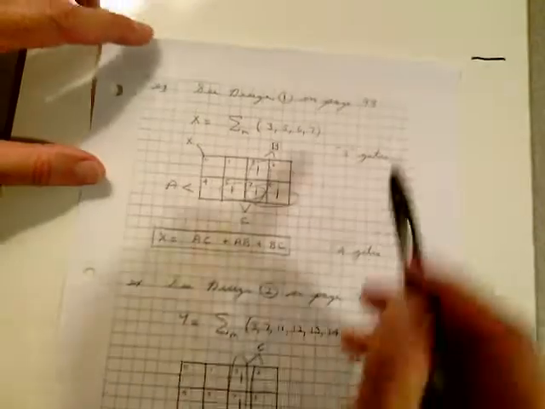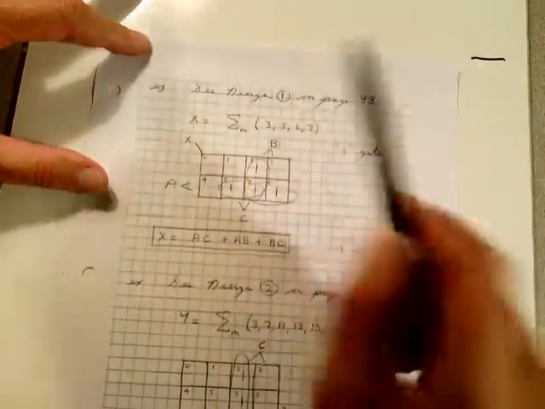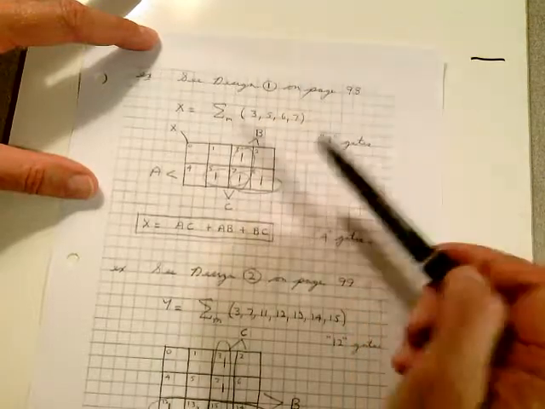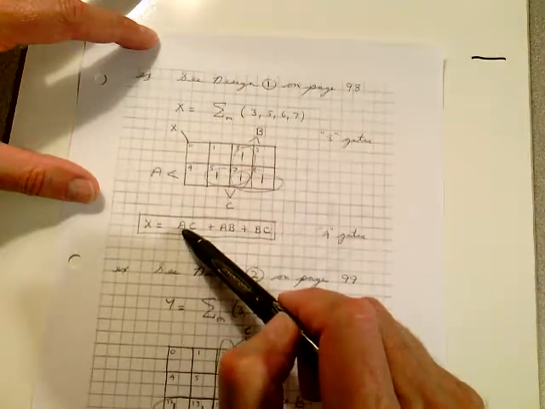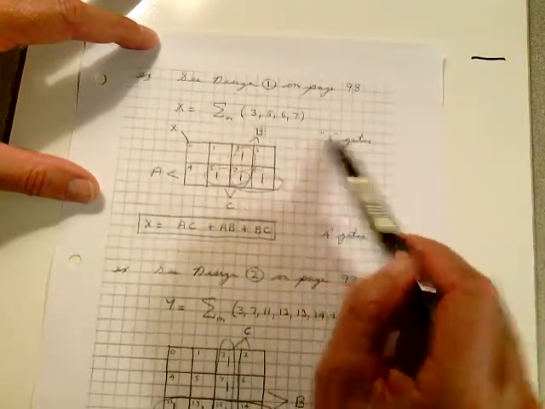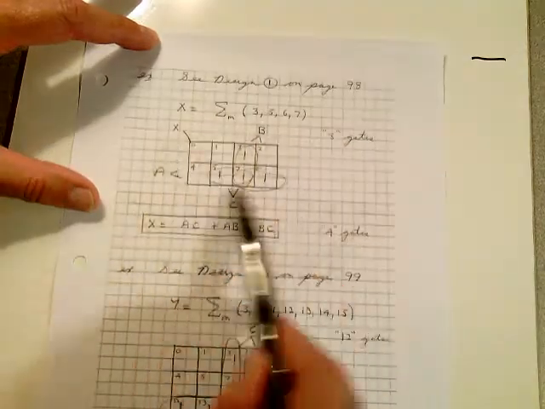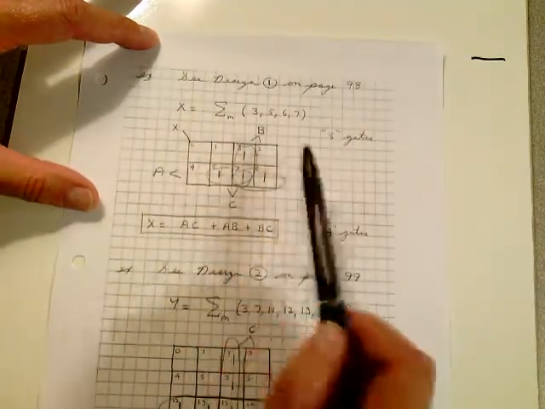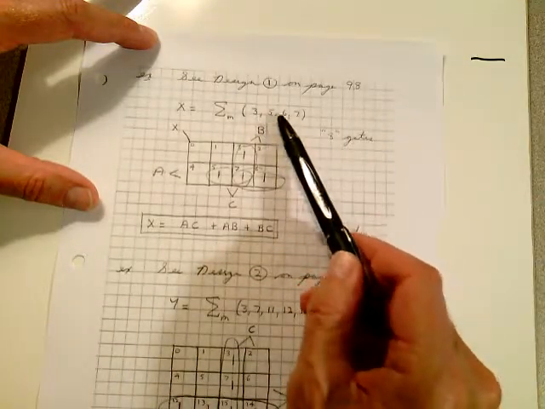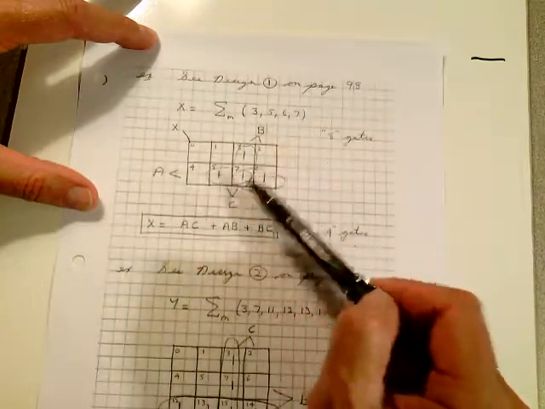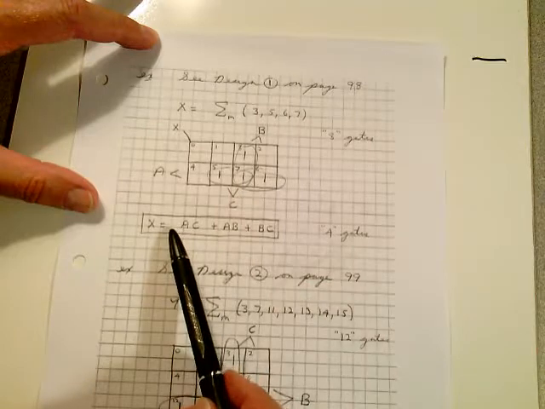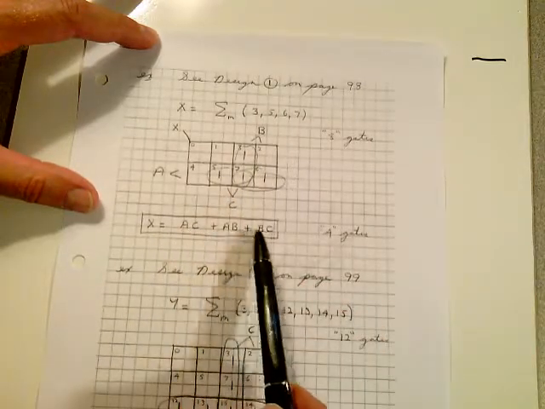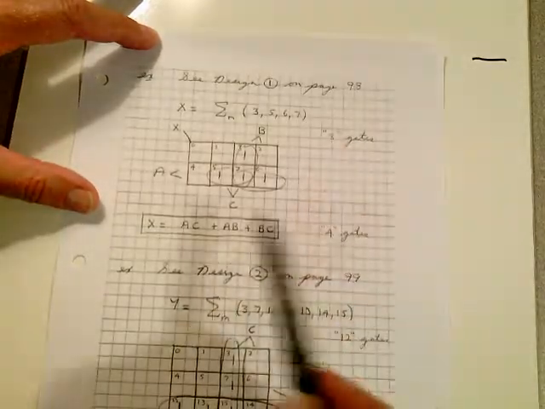If you look back on page 98 of your lecture notes, we had a design. You can read the specification. X was equal to the sum of the minterms 3, 5, 6, and 7. That took 8 gates to implement. But if you use a 3-variable map, because it has 3 inputs, you put a 1 where the 3 is, a 1 where the 5 is, a 1 where the 6 is, and a 1 where the 7 is, and you make the groups as big as possible, you have 2 groups of 3. If you go through and look at it, you get AC or AB or BC. It takes 4 gates, so you simplified that.